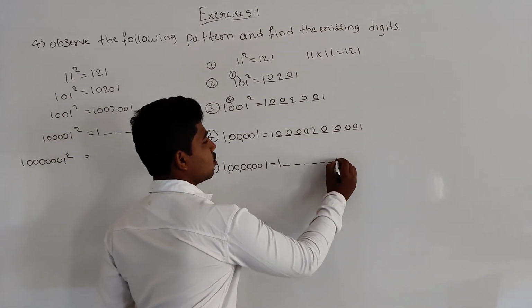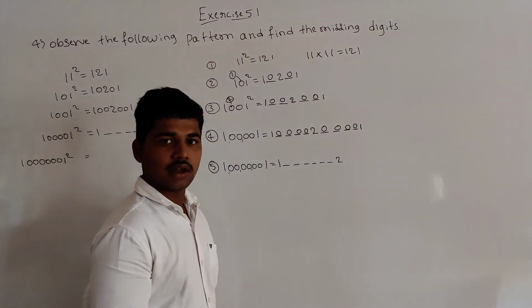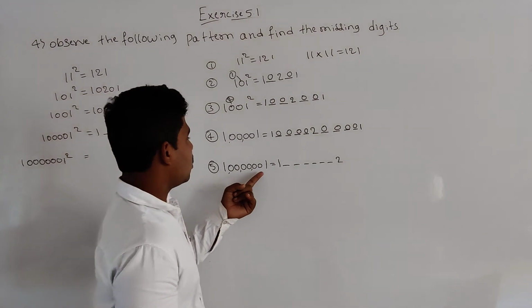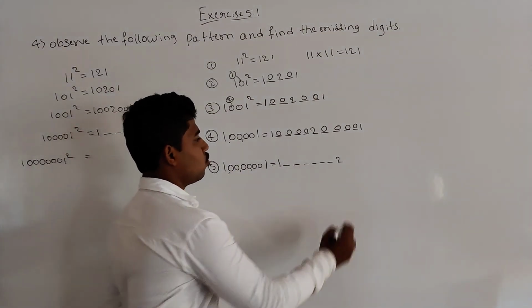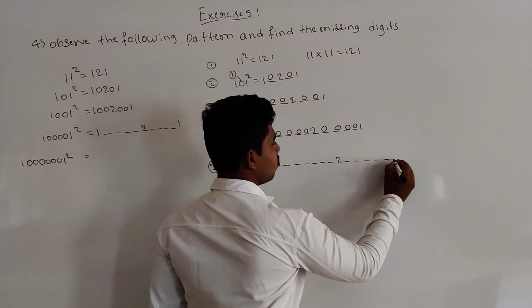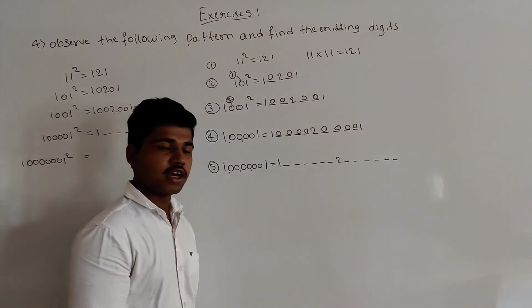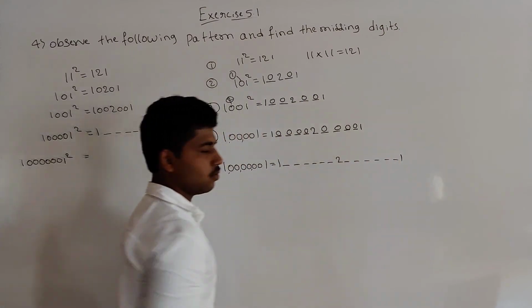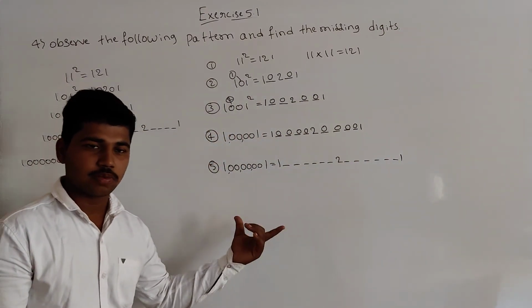11 square means 121. And how many zeros are in between? From 2 to 1 you should leave the places, 6 places. 1, 2, 3, 4, 5, 6. And last you should write the 1. I think you understood the problem.